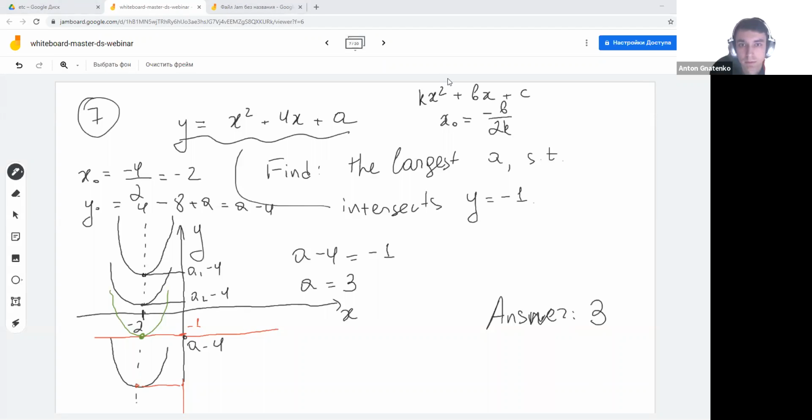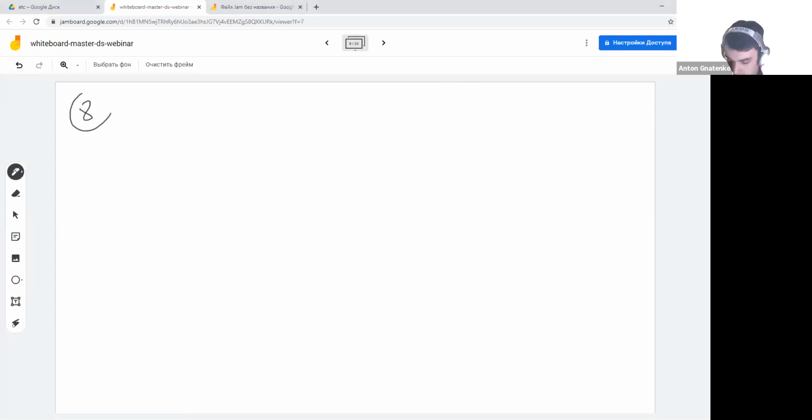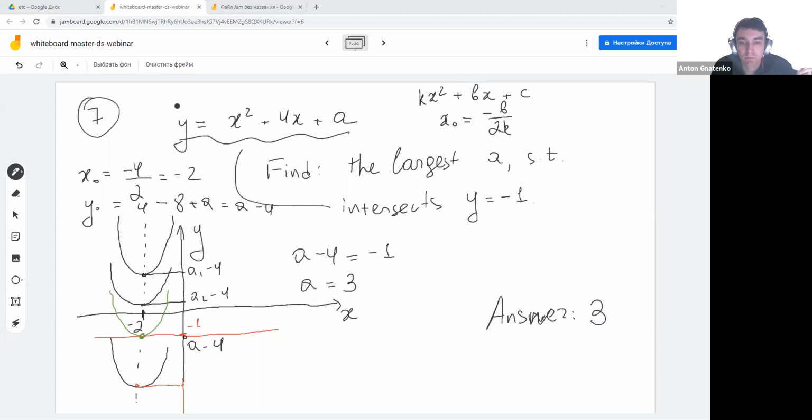Problem number 8. Well, we are given some... Is it why not a? Yeah, of course. For any a. So the question asked was, why can't we say that just a is less or equal than 3? Yes, of course. For any a less or equal than 3, the parabola will intersect the line. But we are asked to find the largest such a, and the largest is 3.